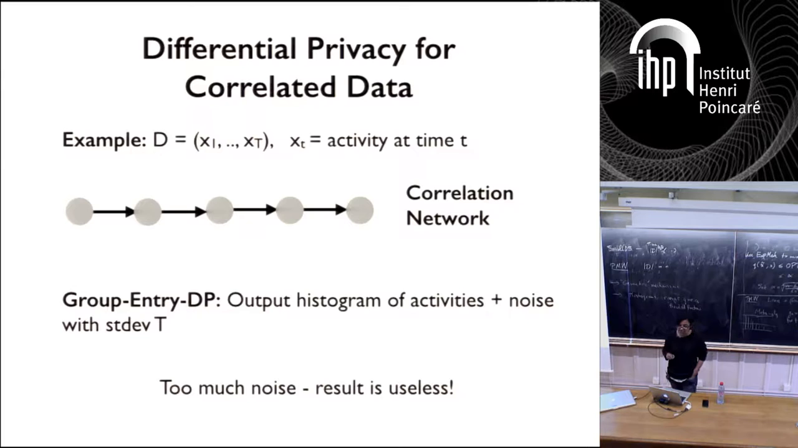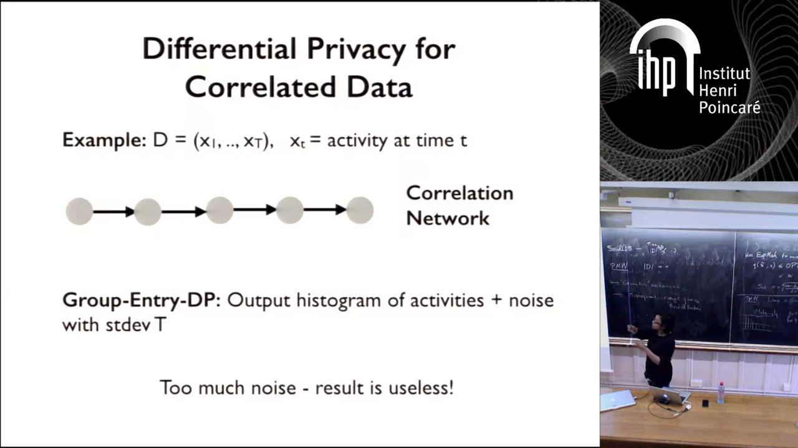Okay. Another version of differential privacy is group differential privacy, where you are trying to protect the privacy of a whole group, right? And you can also think about an entry variant of it, so you can call it group entry differential privacy. Here, what you're trying to do is protect the values of an entire group of correlated entries, right? But here, everything is correlated, right?